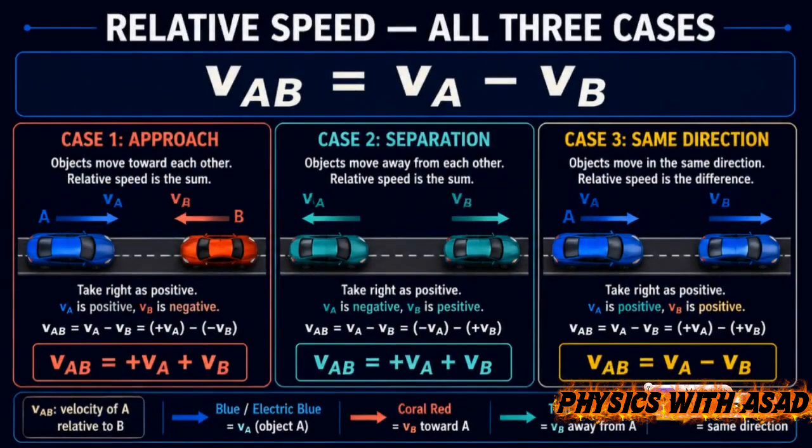Here is the complete summary. The master formula is VAB equals VA minus VB. Case 1, opposite directions toward each other, gives a large positive approach speed. Case 2, opposite directions away, gives a large positive separation speed. Case 3, same direction, gives a small difference speed.